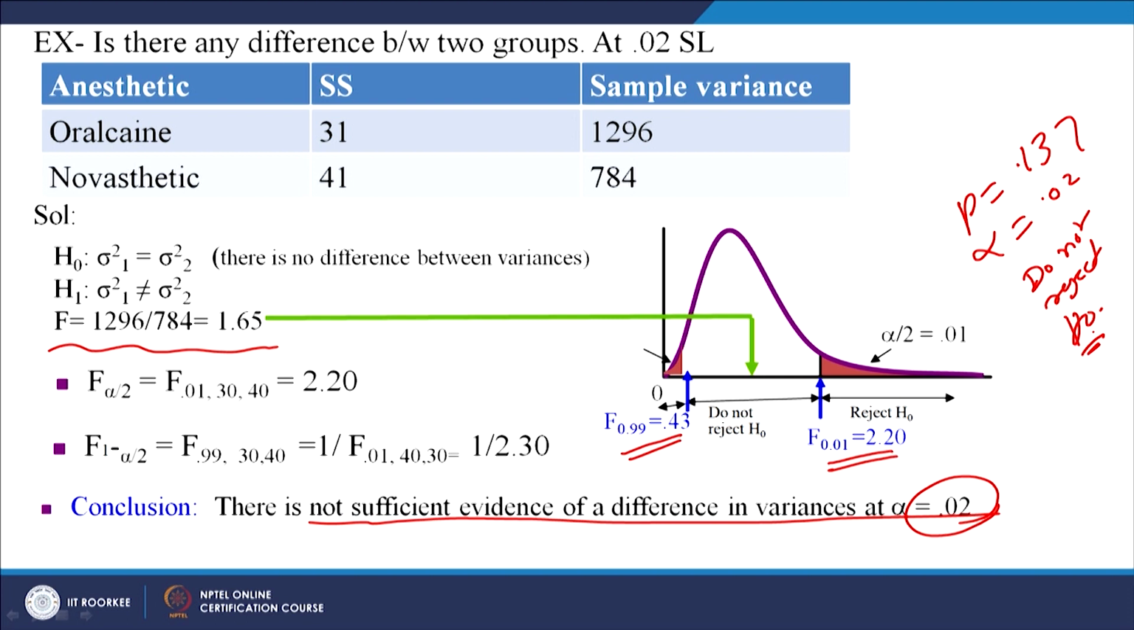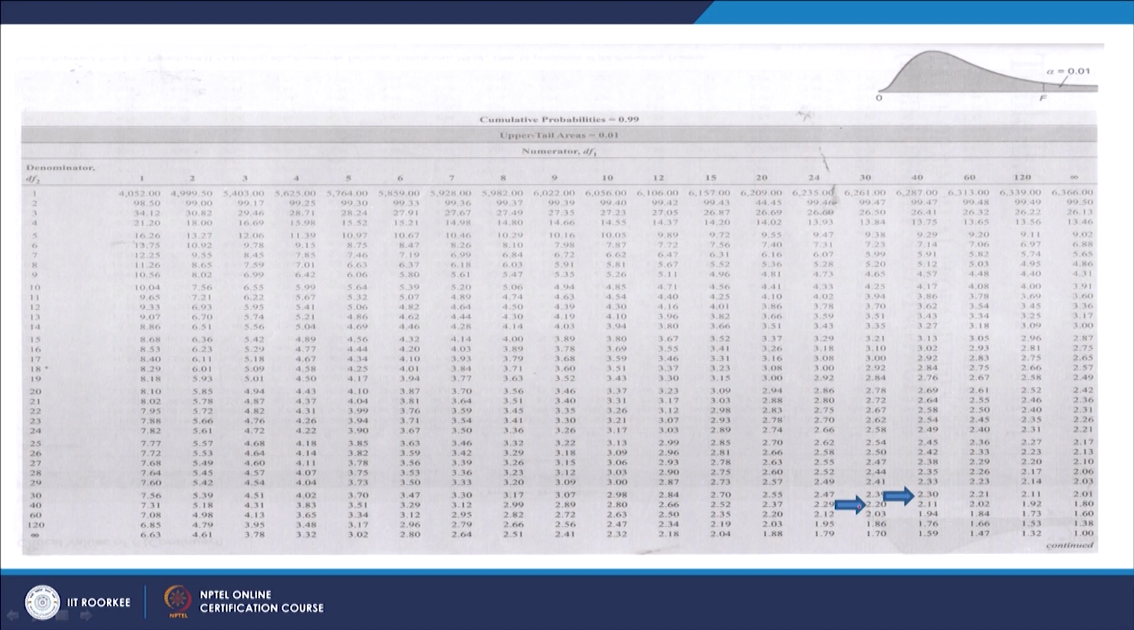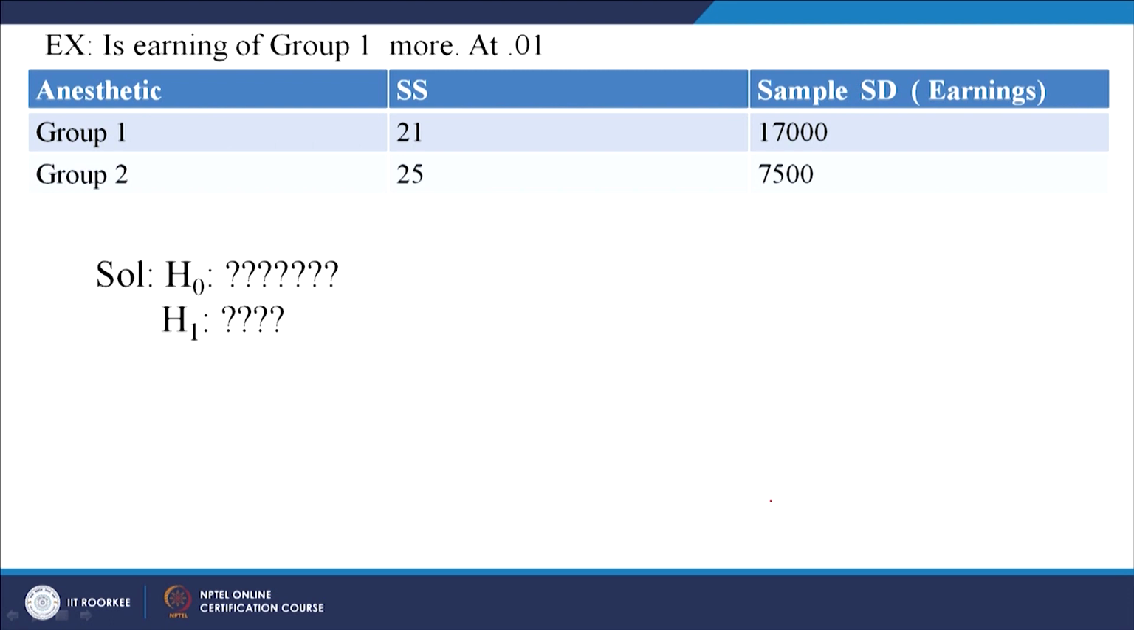Now, this is the way in which you can work out examples. In fact, the lower and upper critical limits can be obtained from this table. Similarly, you can work out this example as well. You have been given, let us say, two groups, with sample size 21 and sample size 25, and you have been given the sample standard deviations. We just want to know, are the earnings of these two groups the same, is there any difference between the earnings of these two groups? You can work out this example using Minitab or by the critical value approach.